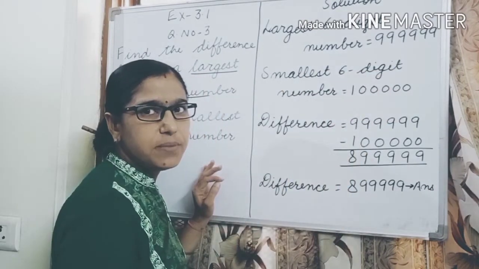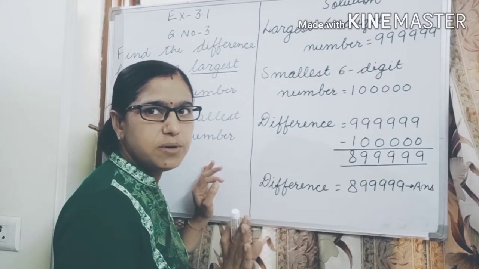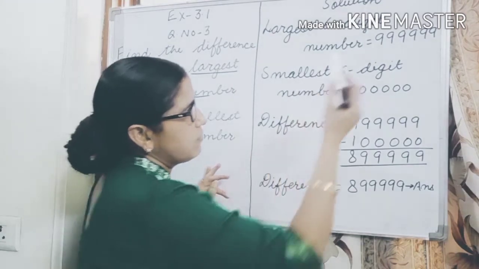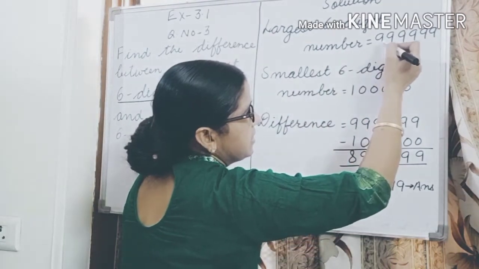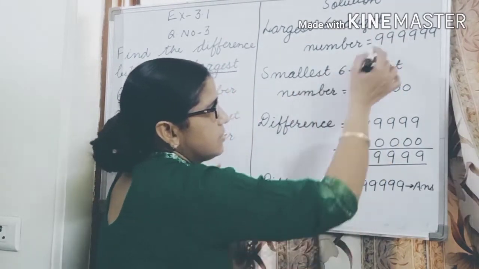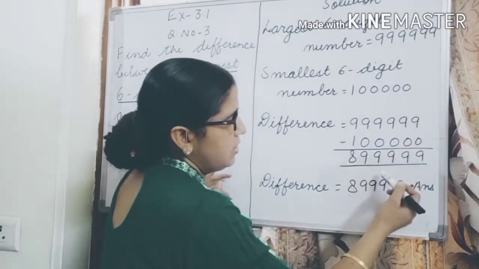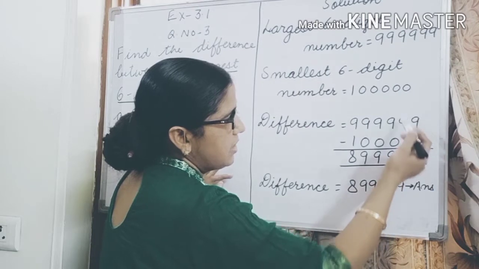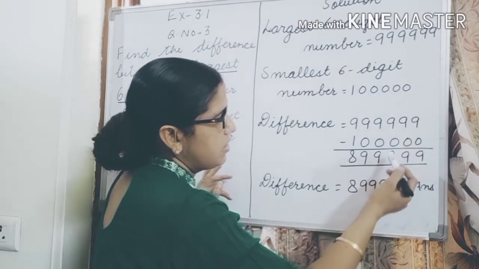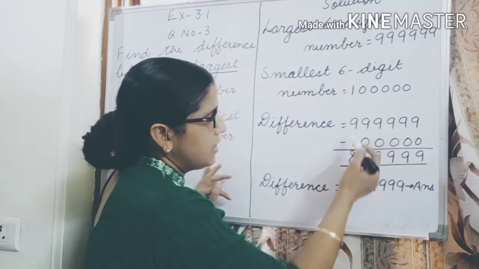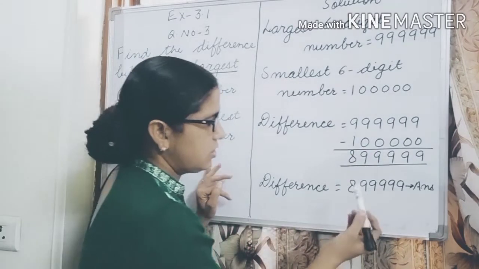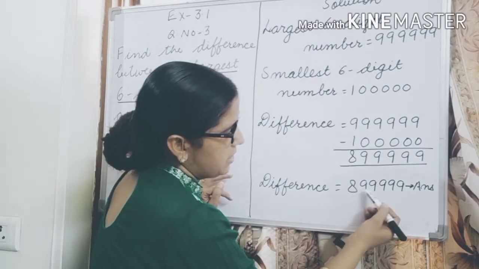Now we will check from this side, the left side. 9 and this is 1. Then 9 is bigger. This number will come upside from this one. Minus. 9 minus 0, 9. 9 minus 0, 9. 9 minus 1, 8. Difference is 8,99,999. Now I hope you understand this one.